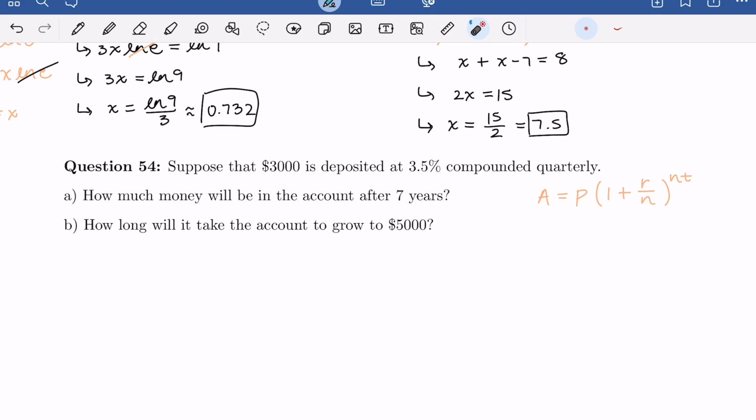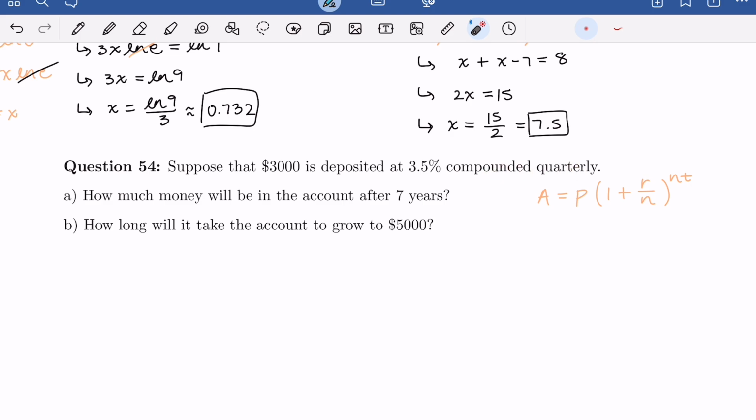So the formula for compound interest is given by this here, where A is going to be the amount in dollars that we're going to have after T amount of years. And P is going to be our principal amount, so the initial amount that we deposited. And then R is going to be our interest rate, and then N is going to be the amount of times that it's compounded per year. So for this problem, suppose that $3,000 is deposited at 3.5% and it's compounded quarterly.